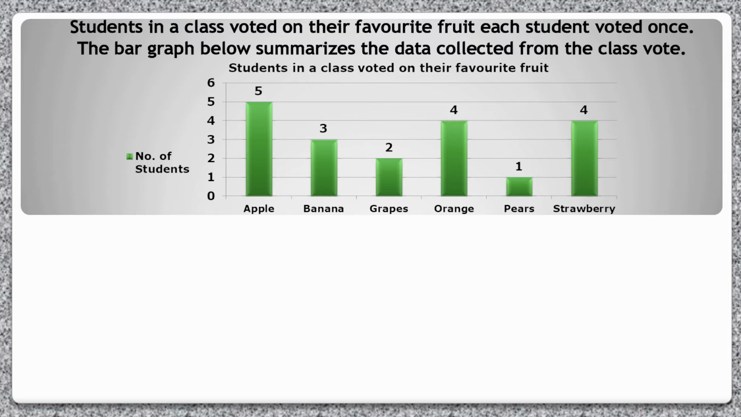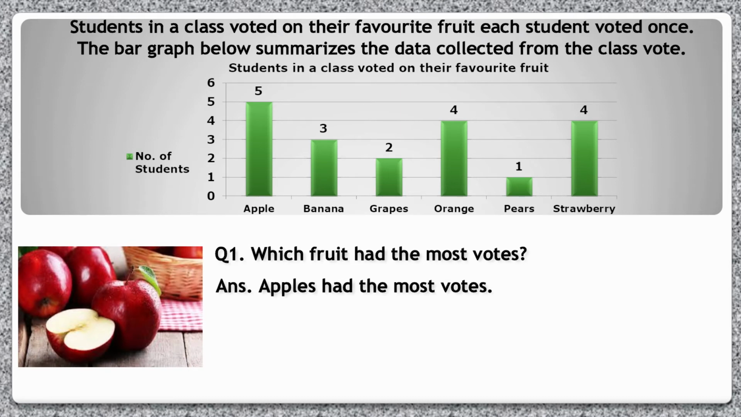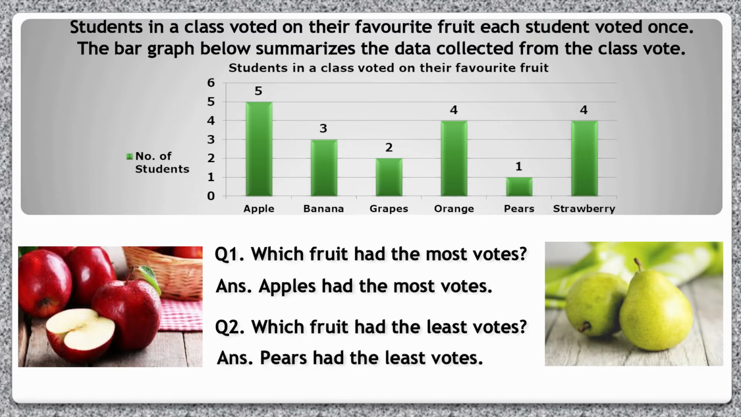Now let's move to our first question. Which fruit had the most votes? It is quite visible from the graph. And the right answer is apples had the most votes. Now let's move to the second question. Which fruit had the least votes? Yes, pears had the least votes.